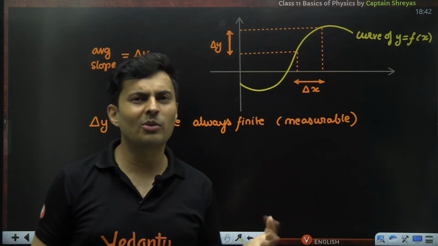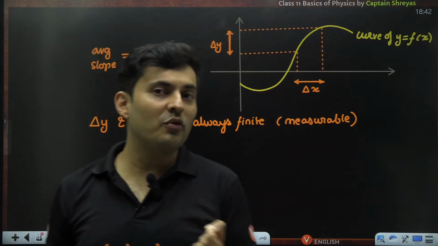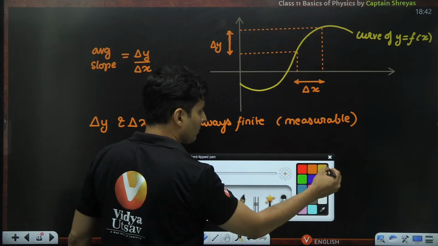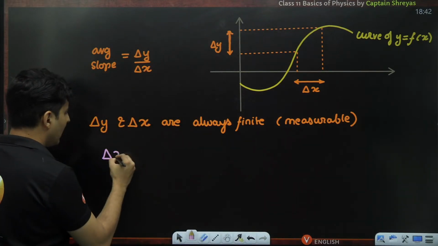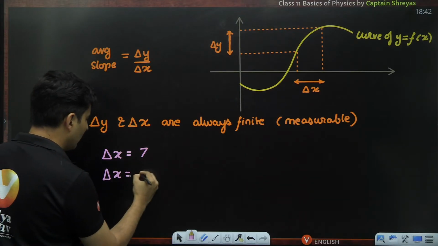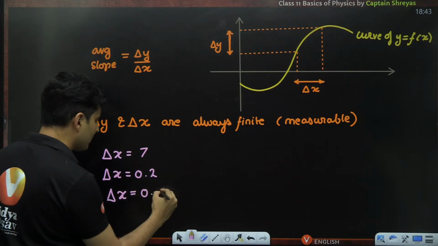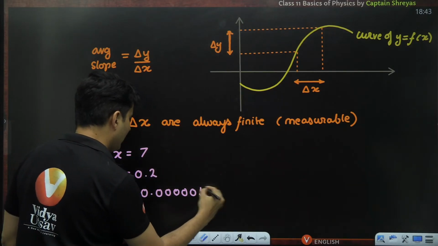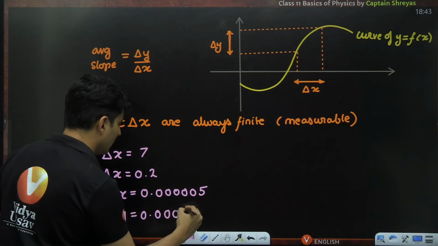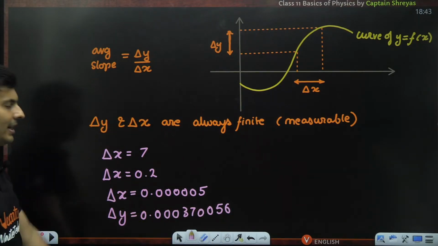Why am I suddenly talking about finite? Am I going to talk about infinite? Not exactly infinite. I'll be talking about infinitely small values now. See, remember, if I tell you, say for example, delta x is equal to 7, that's a finite value. Delta x is equal to 0.2, that is also a finite value, you can measure it. Delta x is equal to 0.00005, that is also finite value. Delta y is equal to 0.003700056, this is also finite value. All these are finite values.